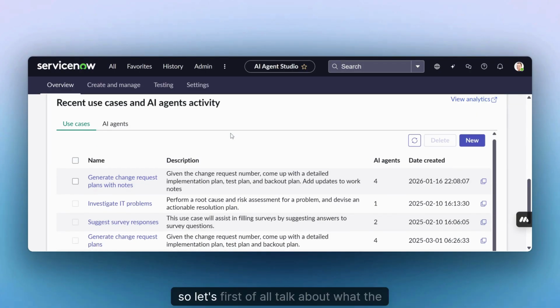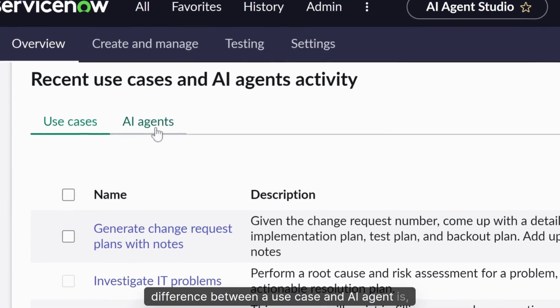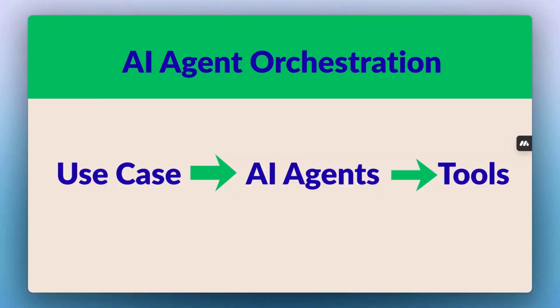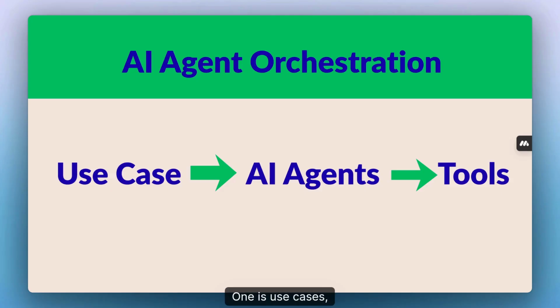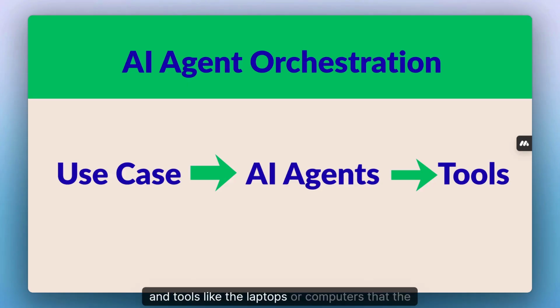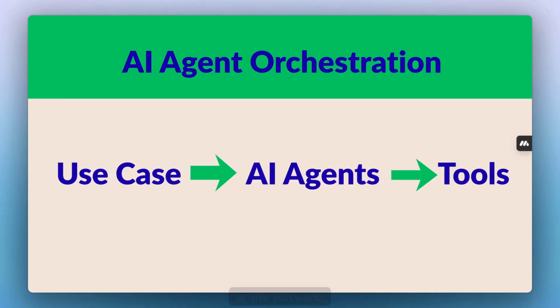Let's first talk about the difference between a use case and an AI agent, because I think that's very important. Sometimes it gets confusing for people. There are three things you need to be familiar with when working in ServiceNow AI Agent Studio: use cases, AI agents, and tools. You can think of use cases as the department, AI agents as the workers, and tools as the laptops or computers the workers are using to get tasks done, or the software, for instance.